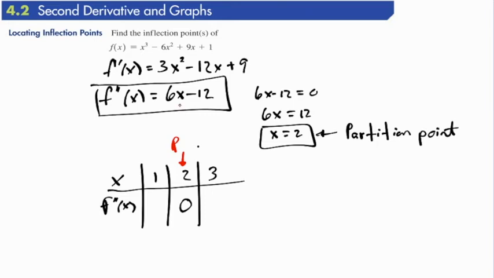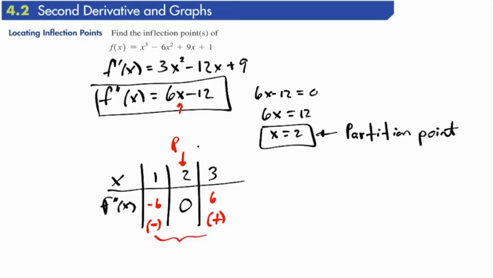So when I plug in 1 into x, 6 times 1 minus 12 is negative 6. We don't need the exact, we just need to know, is it negative or positive? This is negative on the left side of 2. And if I plug in 3, 6 times 3 is 18, minus 12 is 6. Again, I don't need the exact, I just need to be able to determine if it is positive or negative.